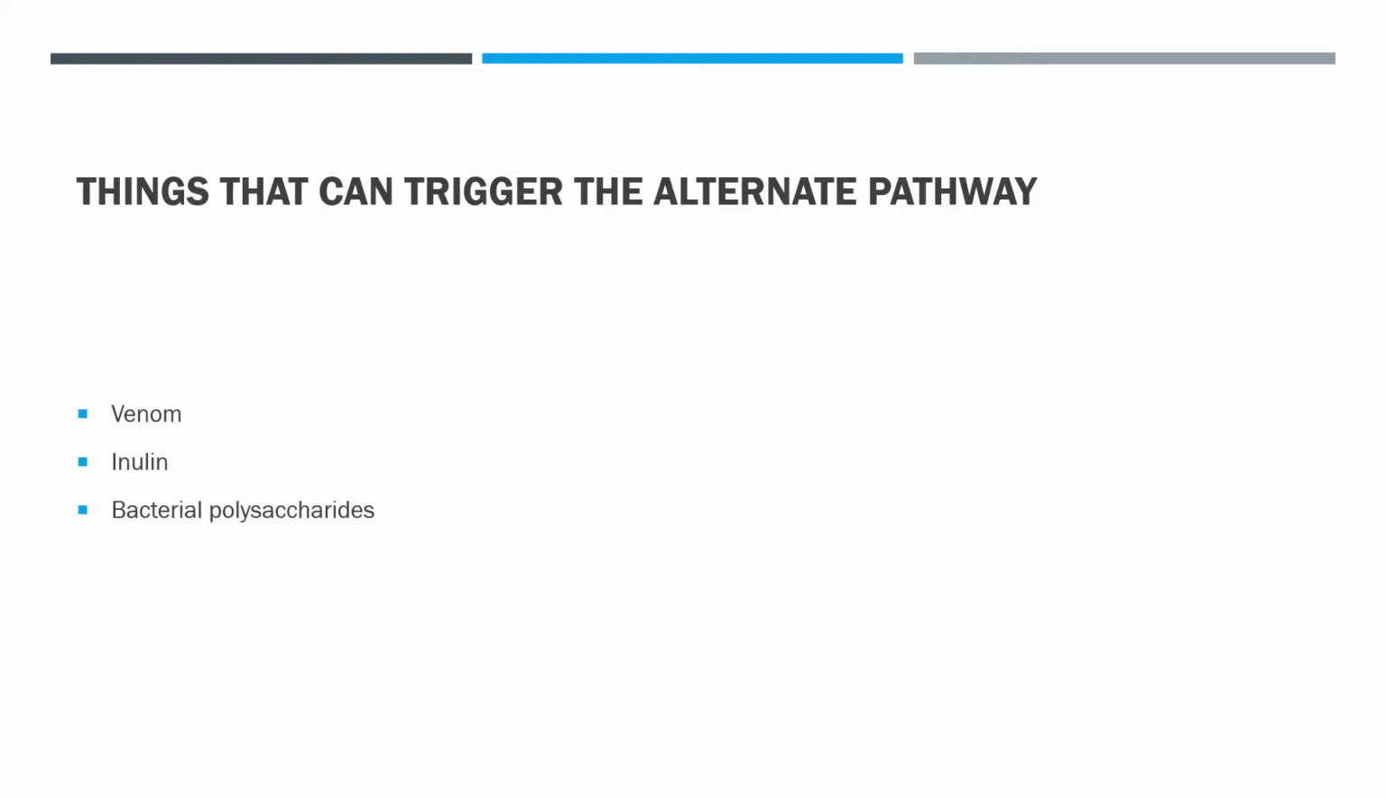There are many components that are capable of activating the alternate pathway. Some components capable of activating the alternate pathway are venom, inulin, which is a polysaccharide simple sugar produced by plants, and bacterial polysaccharides.